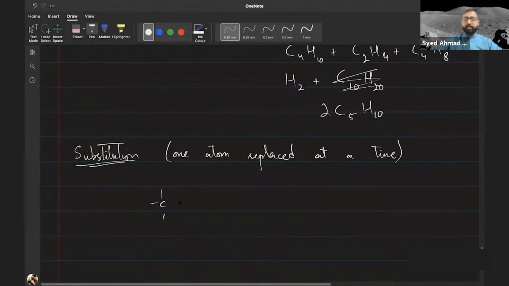सो आई विल टेक द सिंपलेस्ट एग्जांपल ऑफ मीथेन. इसमें 4 हाइड्रोजन है, एक कार्बन है. Carbon तो replace नहीं होगा ना. We have hydrogen that we are going to replace. So let's suppose I'm doing that with chlorine. What do I need for this? I need ultraviolet light. Super important.